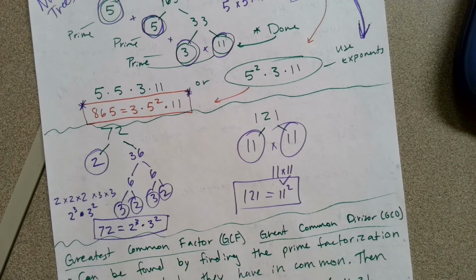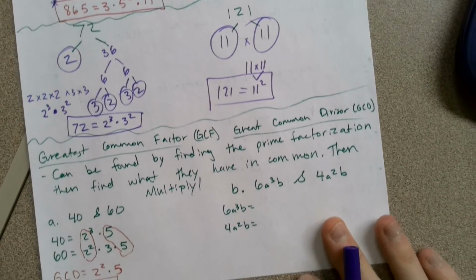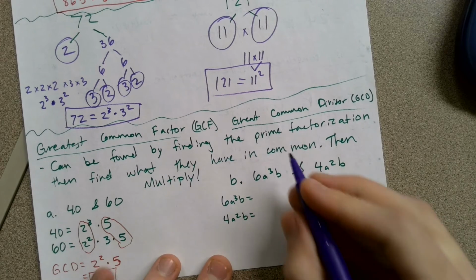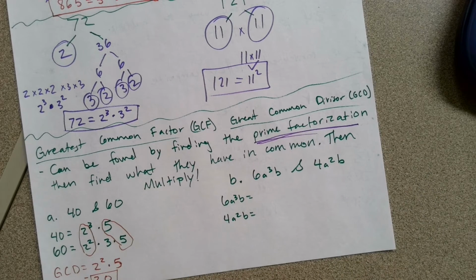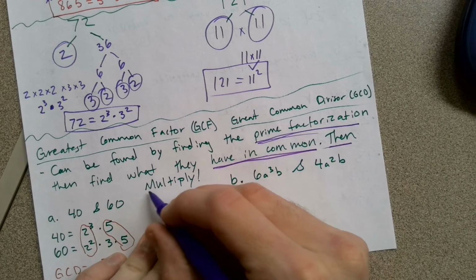Why is this important? I will tell you why right now. Sometimes we need to look for a greatest common factor or a greatest common divisor. This is going to help us simplify our problems. So one way to find those is to use that prime factorization. From there, you pick out all of the parts that they have in common, then multiply.